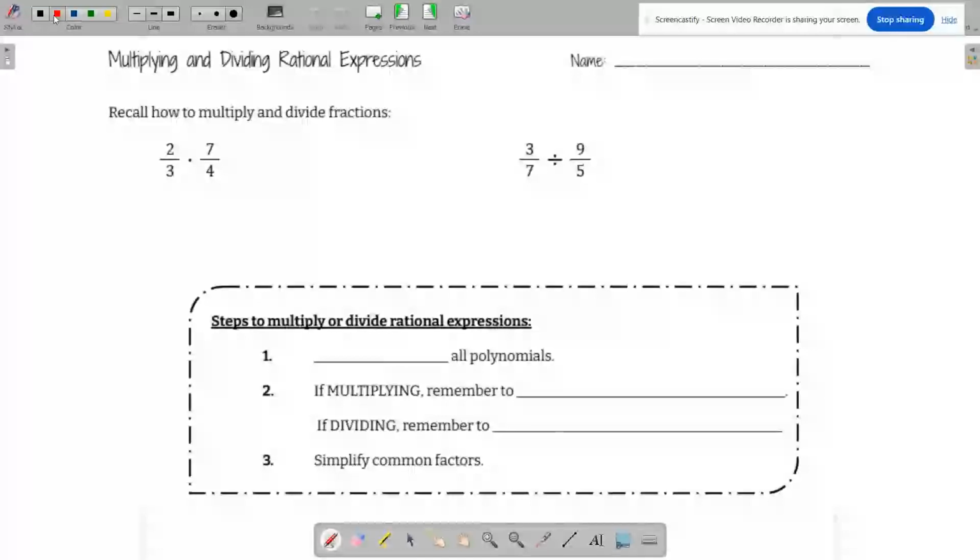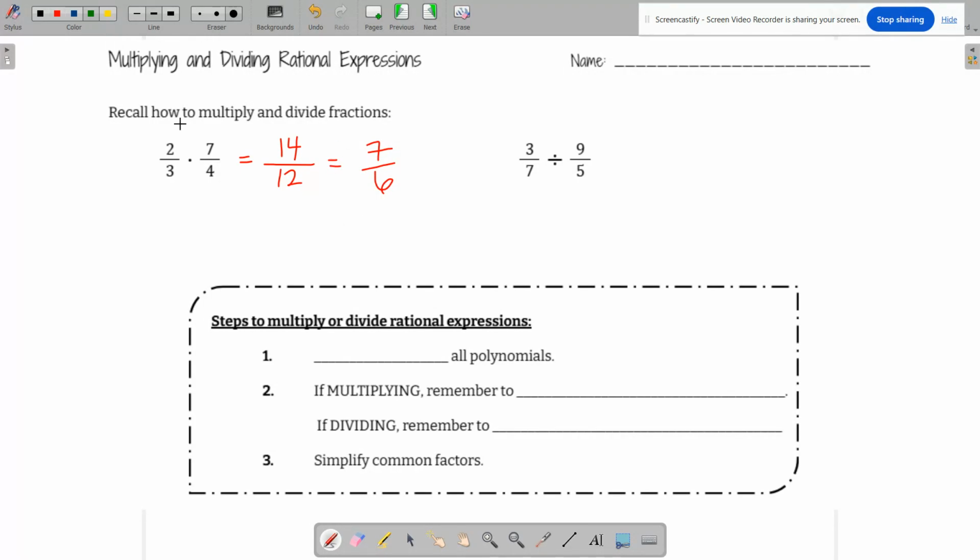So next we're going to look at multiplying and dividing rational expressions. I want to quickly remind you of how we multiply and divide fractions. If we're multiplying 2/3 times 7/4, we multiply straight across. So 2 times 7 is 14, and 3 times 4 is 12. If we simplify that, they're both divisible by 2, and you would be left with 7/6.